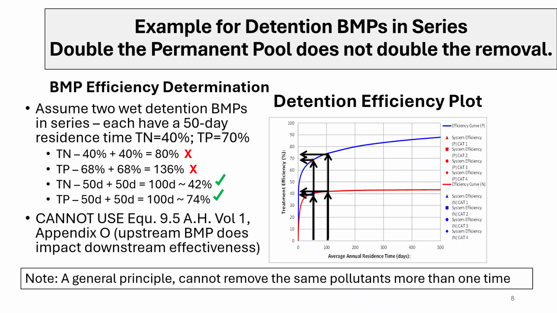We cannot use equation 9.5 from the applicant's handbook, Volume 1, Appendix O, for calculating the combined efficiency of detention ponds in series. The general principle applies across all treatment BMPs. You cannot remove the same pollutants more than one time from the same water volume. Therefore, doubling the permanent pool volume by adding a second pond in series does not double the pollutant removal.